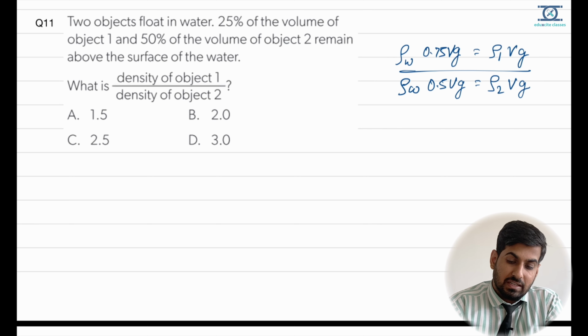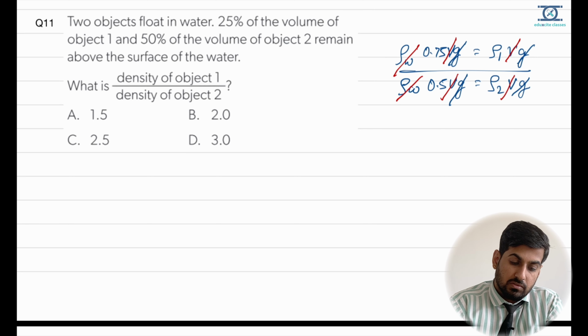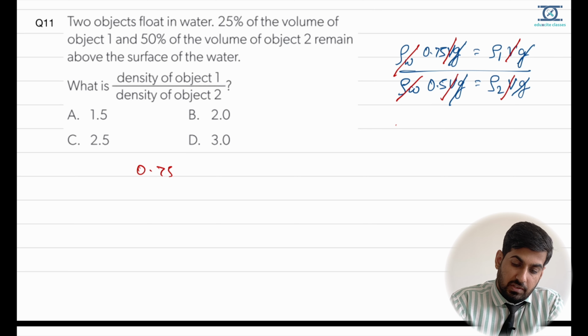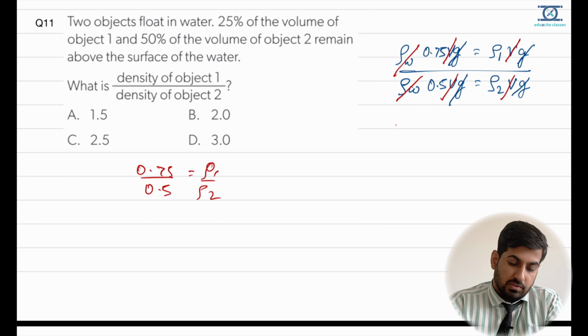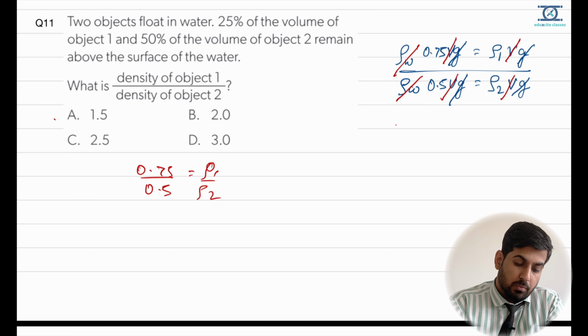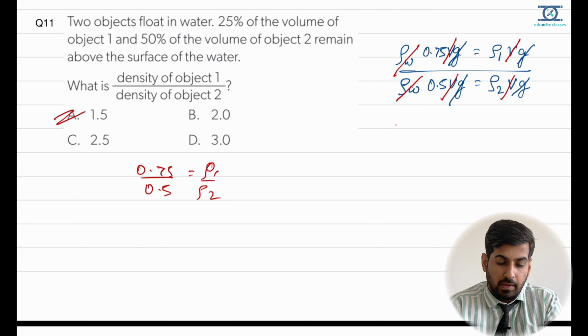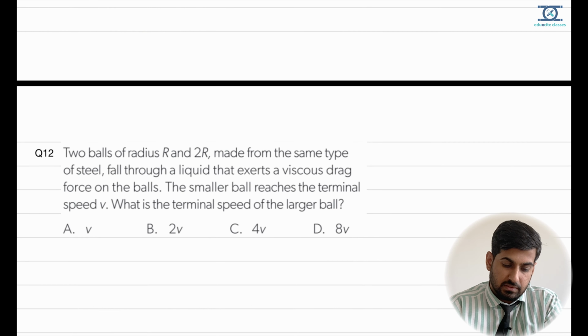So this will get cancelled out and V will also get cancelled out, and this will also get cancelled out. So you will get 0.75 over 0.5 as rho 1 over rho 2. So that will be equal to 1.5. Okay, option A is the right answer.